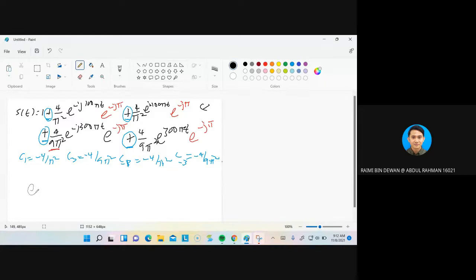So Euler's theorem, okay? Let's go to Euler's theorem. What does Euler's theorem teach us? Can someone tell me the complete equation? Euler's theorem looks like this: cos plus j sine. Anyone can help me to complete this?